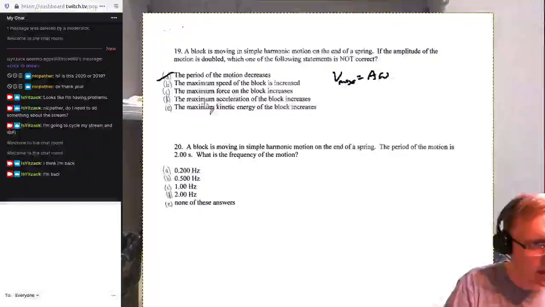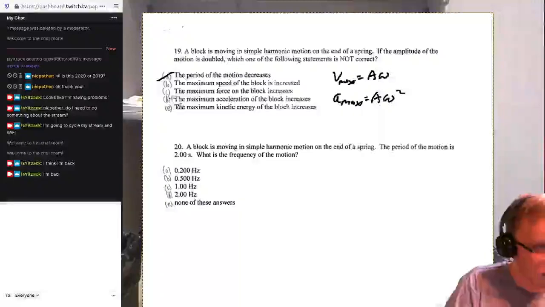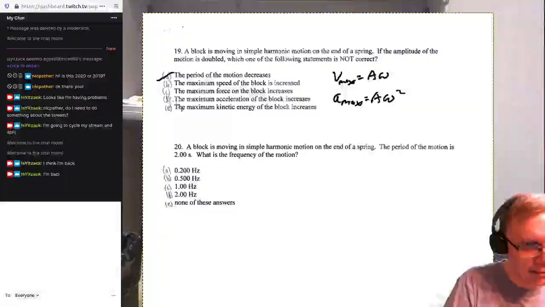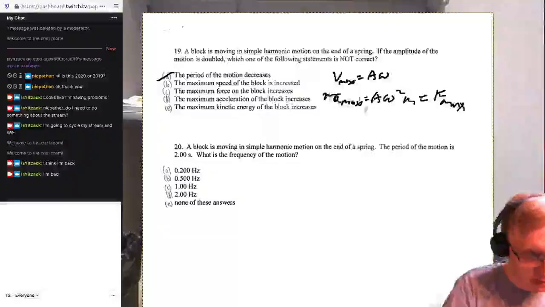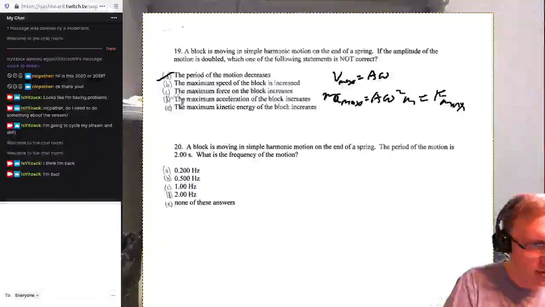I'll skip the next one on here. We'll go down to acceleration. It is possible to show that A max is A times omega squared. And so if the amplitude is doubled, then A max is also doubled. So that means the acceleration doubled. Oh, not correct. So I marked out the wrong one. We'll go back to that. So that's correct. If the acceleration doubles, then the force. Oops. Try again. Put a mass here and a mass here. If the acceleration doubles times mass, then the force also doubles, so that increases.